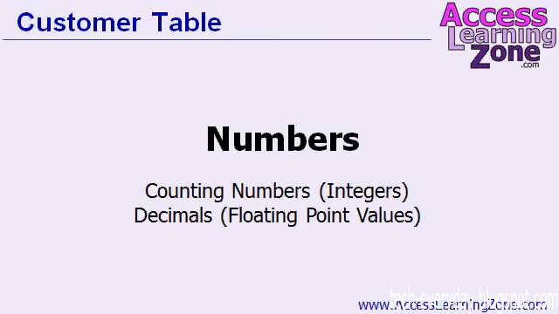Next we have numbers. Number fields can store either counting numbers, also called integers, or decimal values, also called floating point values. Unlike text fields, you can perform calculations on numbers. So you can calculate the sum or average of a bunch of number fields, for example.